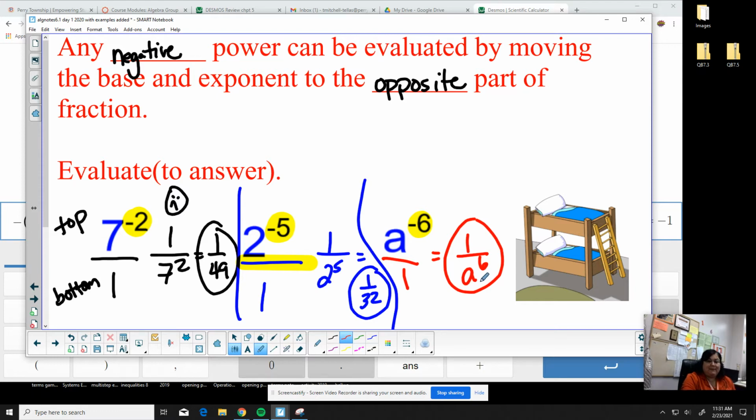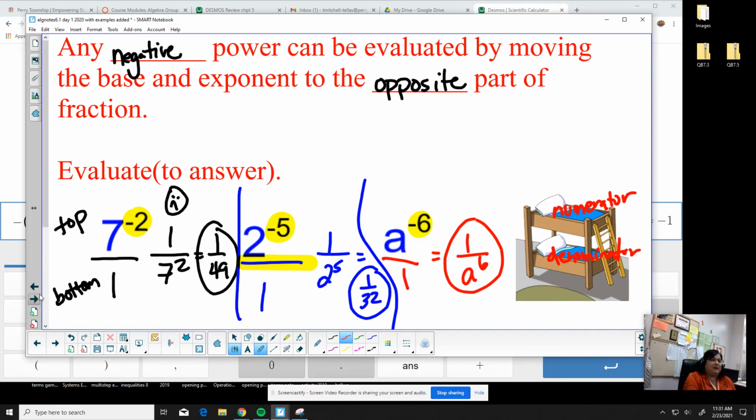So when it's unhappy, I move it to the opposite part of the fraction. So if it's on the top, I move it to the bottom. And if it's on the bottom, I move it to the top. The top bunk is like the numerator. And the bottom bunk is like the denominator.